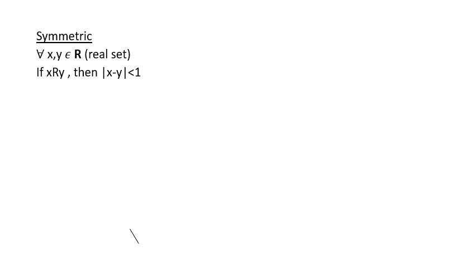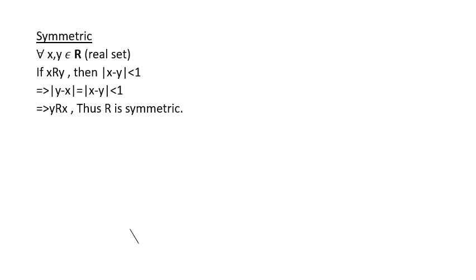Then how could we prove that this is not an equivalence relation? Let us see. Okay, so modulus y minus x is equal to modulus x minus y, which is less than 1. Which implies y related to x. Thus R is symmetric. This is the way in which we prove it generally. At first we have to check with examples. Then we should think how to write this in a generalized form.